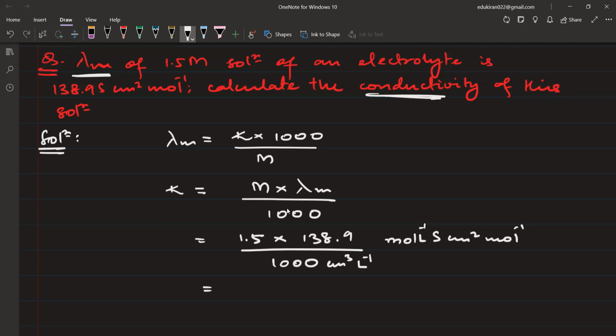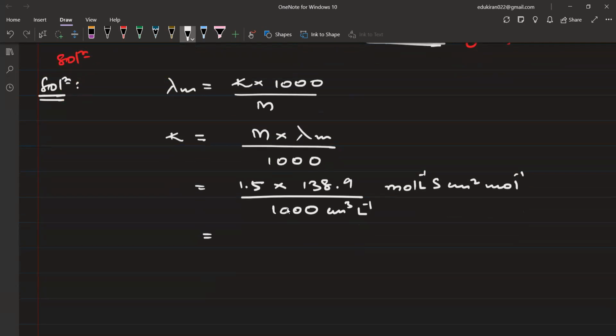So we wrote that equation there, we have added 1000 because we are just converting centimeter to liters, nothing else. You can see that we can cancel a few things. Liter inverse and liter inverse will get cancelled. Mole and mole will get cancelled. A centimeter cube will go above and it will become centimeter to the power -3. So your answer is going to be in Siemens per centimeter.